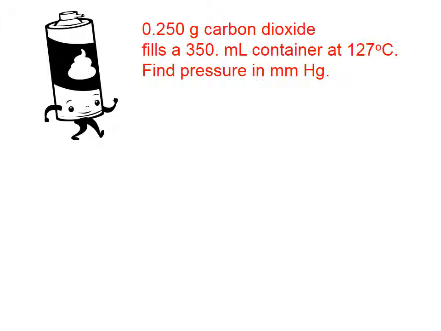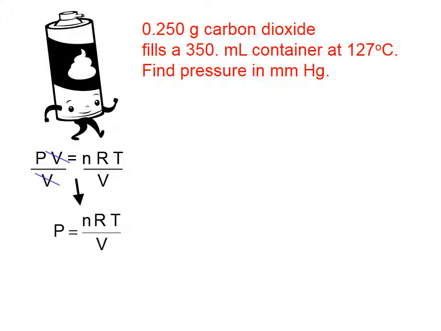So let's try this example. 0.25 grams of carbon dioxide fill a 350 milliliter container at 127 degrees Celsius. Find the pressure in millimeters of mercury. We're going to use the ideal gas law. We want to find pressure, so we're going to divide both sides of this equation by V. That's going to give us nRT divided by V on the right side of the equation.